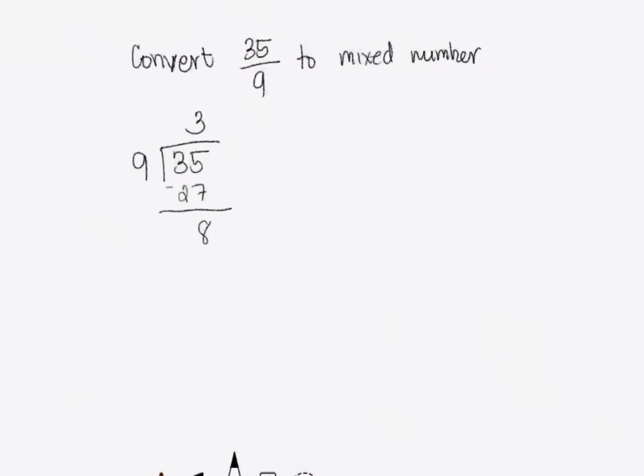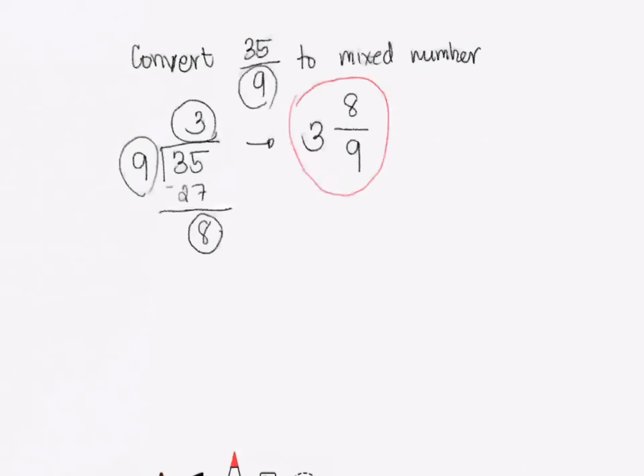So, kung isusulat natin ito using mixed number, we will write the quotient as the whole number. So, therefore, we have 3. And then, the remainder, which is 8, will be the numerator. And then, copy the same denominator, which is 9. So, therefore, 35 over 9 is equal to 3 and 8/9.